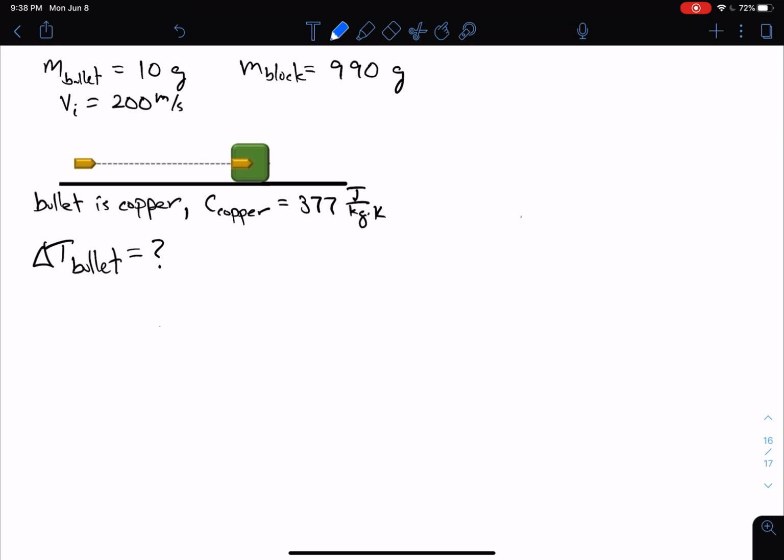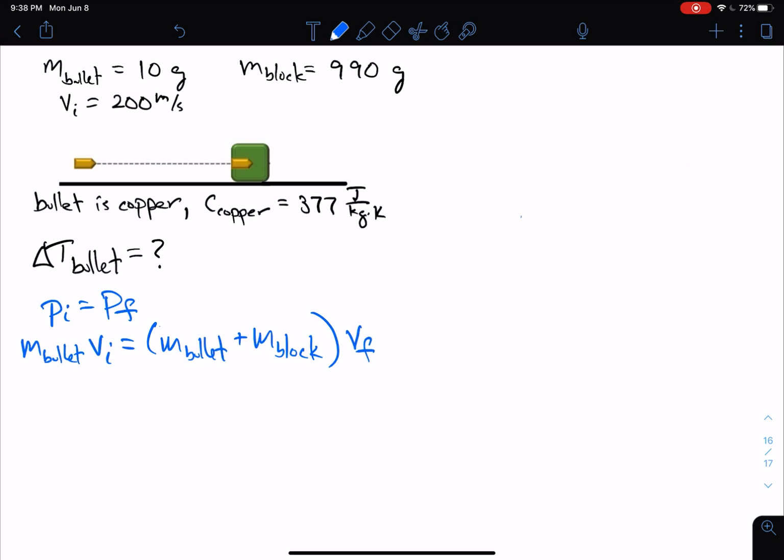So to begin with, we know that this is just conservation of momentum. And so the initial momentum has to equal the final momentum, and initially we have the bullet. And afterwards, we've got the bullet plus the block. The values for the masses and the initial speed are all given up above. The mass of the bullet is 10 grams, so that's 10. The initial speed is 200. And then I'm taking that 10 grams and adding it to the 990 grams of the block.